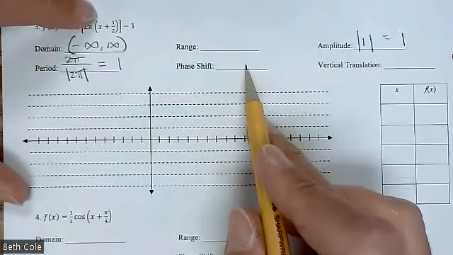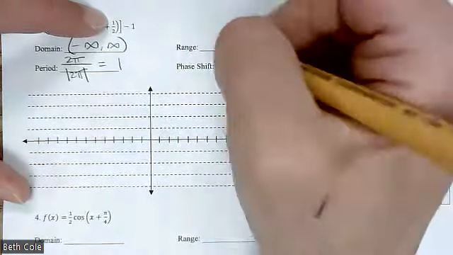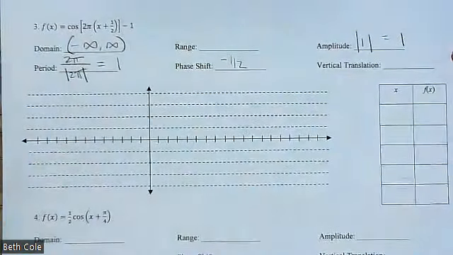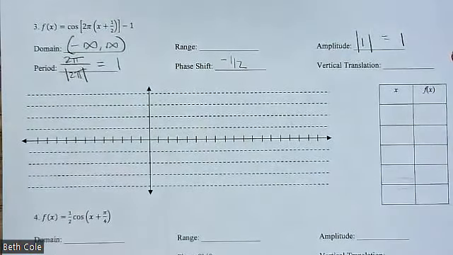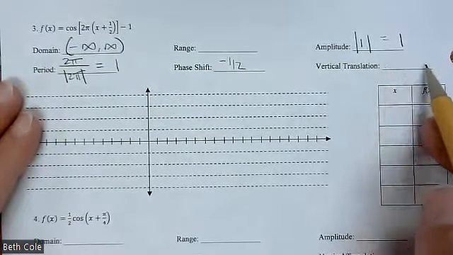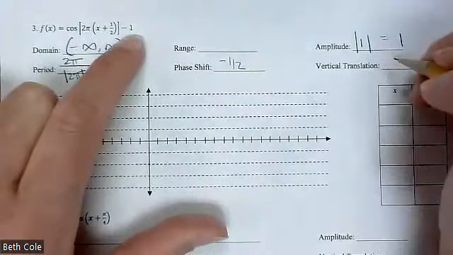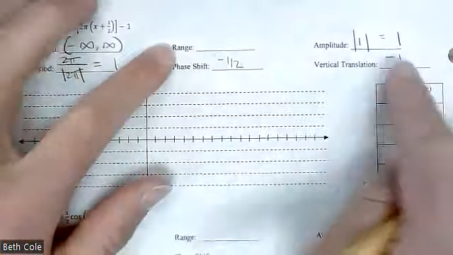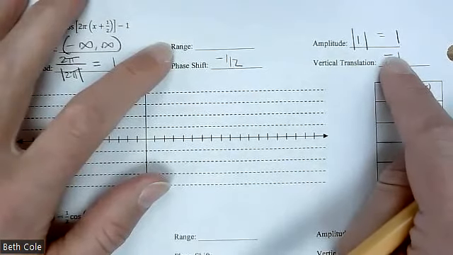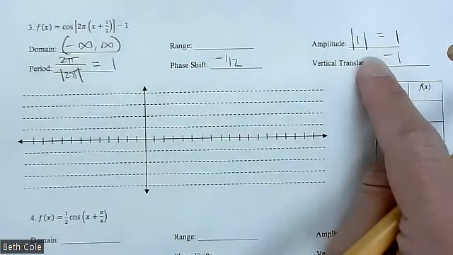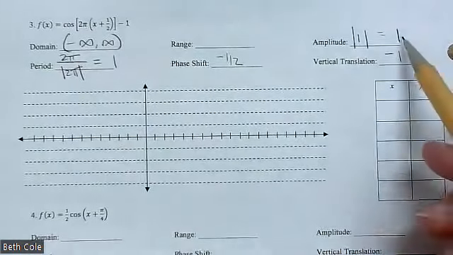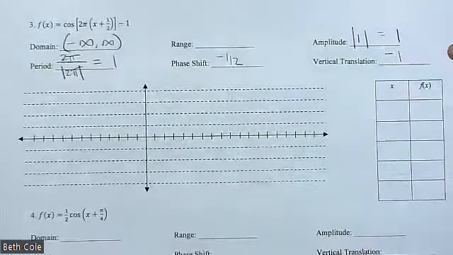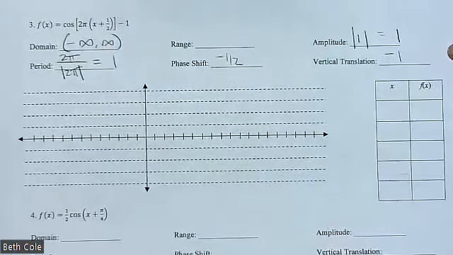All right, phase shift. This is your left or right. And remember, it's kind of backwards. Which direction does this one go? Left a half. So you can put negative a half, or you can actually write the word left 1/2. And then vertical translation is up or down. Down 1, or you can just put negative 1. So your center line is at -1. Imagine that in your imagination. The center is at -1 and your amplitude is 1. So -1, and you want 1 unit below that and 1 unit above that.